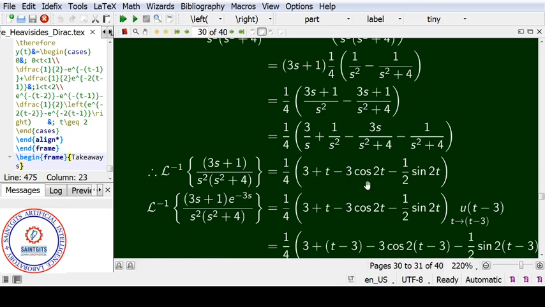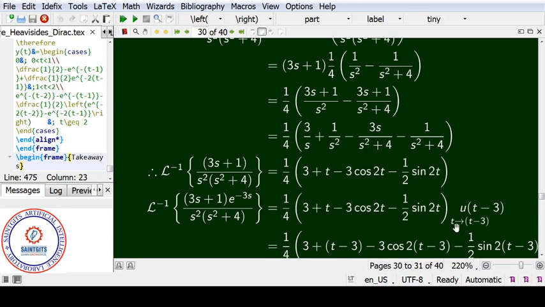Now L inverse on both sides. L inverse of (3s plus 1)/(s² into (s² plus 4)) equal to 1/4 into (3 plus t minus 3 cos 2t minus half sin 2t). We take individual L inverses. 3 is a constant. L inverse of 1/s is 1. L inverse of 1/s² is t raised to n minus 1, that is t raised to 1 by 1 factorial, that is t. Minus 3 into L inverse of s/(s² plus 4), which is cos 2t. Minus L inverse of 1/(s² plus a²), which is 1/a sin at. Here a is 2, so 1/2 sin 2t.